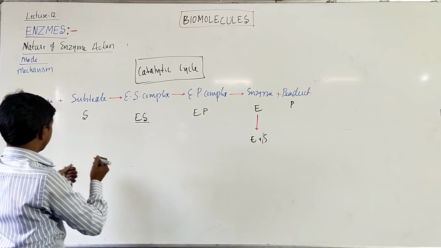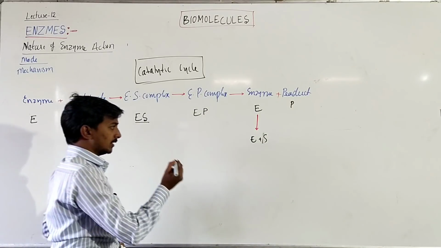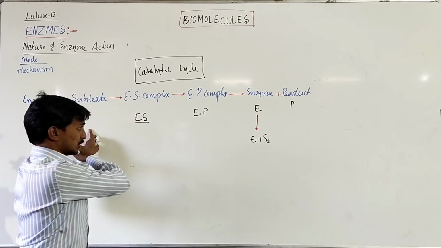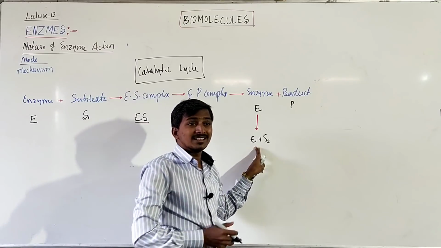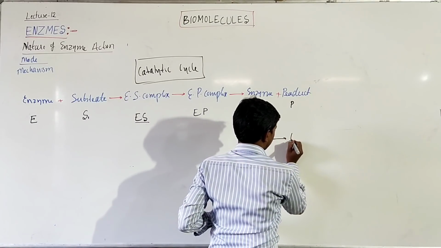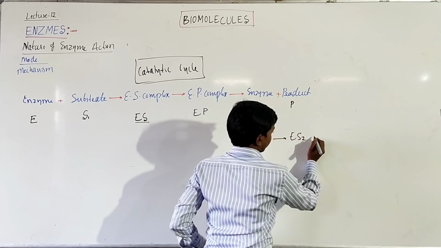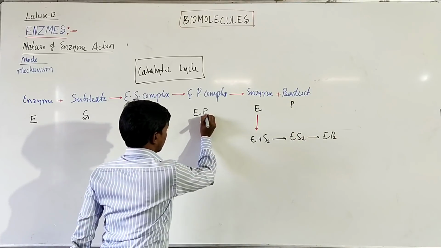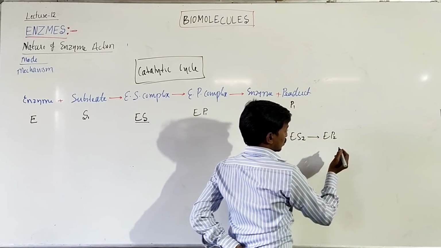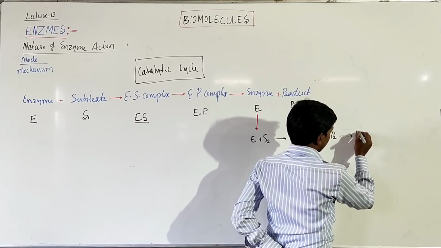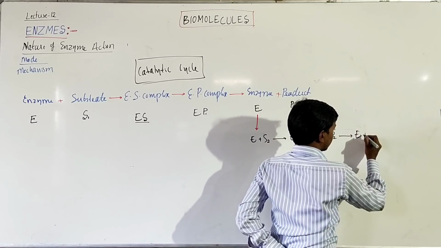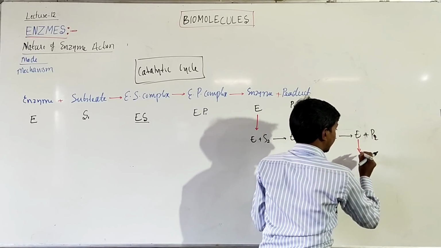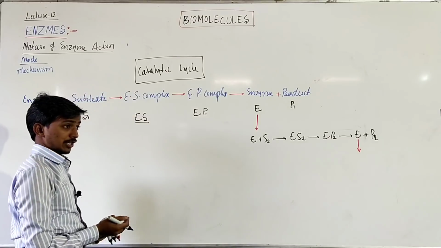Here we can label them S1. We can take this as S2. I mean substrate 1, the first reaction. This is substrate 2, the second reaction. Again, that will form ES2 complex. They will form EP2 complex. We'll mention EP1, EP2. Then they will form enzyme plus product. Again, the enzyme is ready for the next reaction.